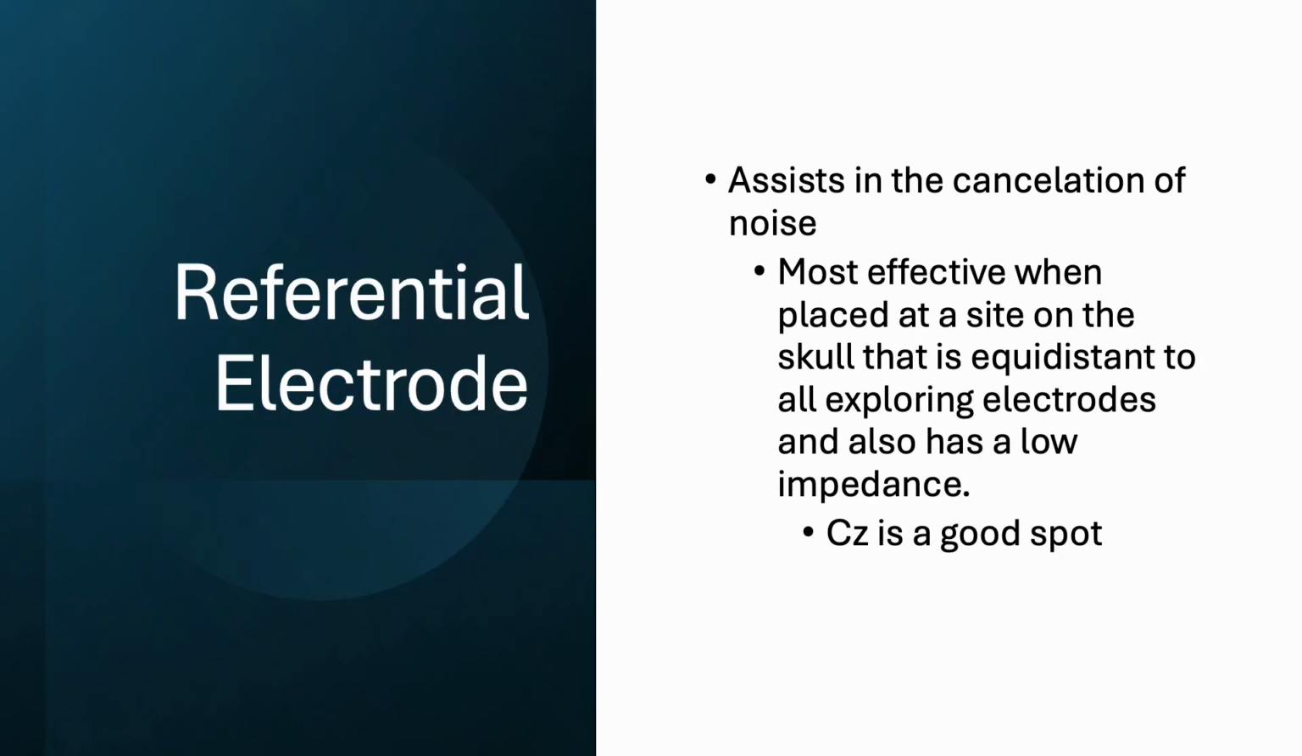Referential electrodes assist in canceling the noise and other voltages we are not wanting. They are most effective when placed on a side of the skull that is equidistant from the exploring electrodes and also has a low impedance. For this reason, CZ is a good and commonly used location. Some systems have inputs for 2 referential inputs, thus allowing use of the best signal. Some acquisition systems allow the user to assign a reference electrode, thus alleviating dependence on referential signals that may go bad during the recording.